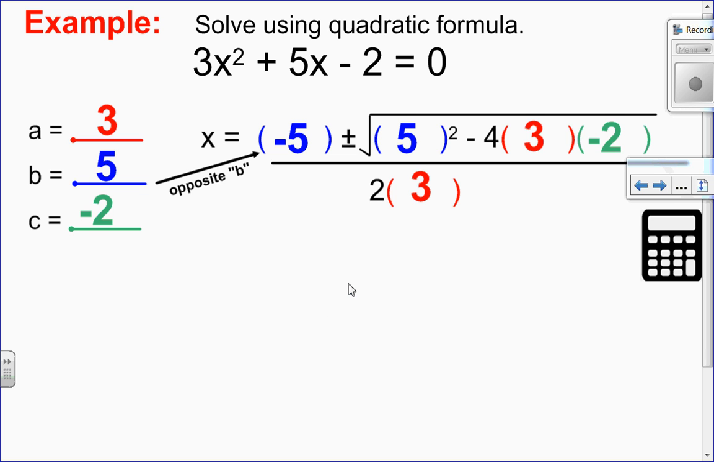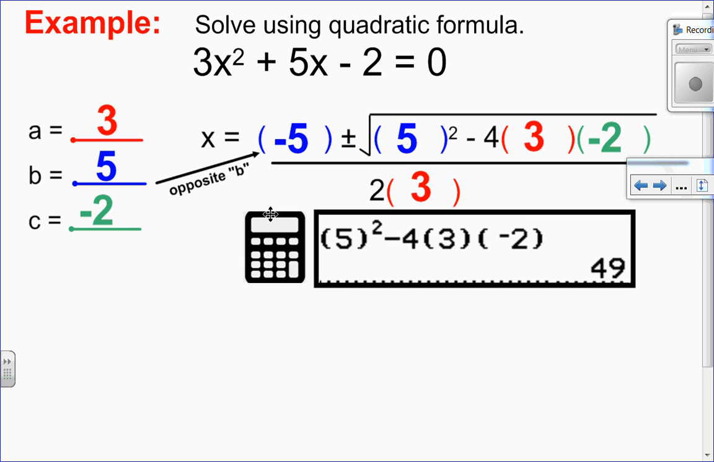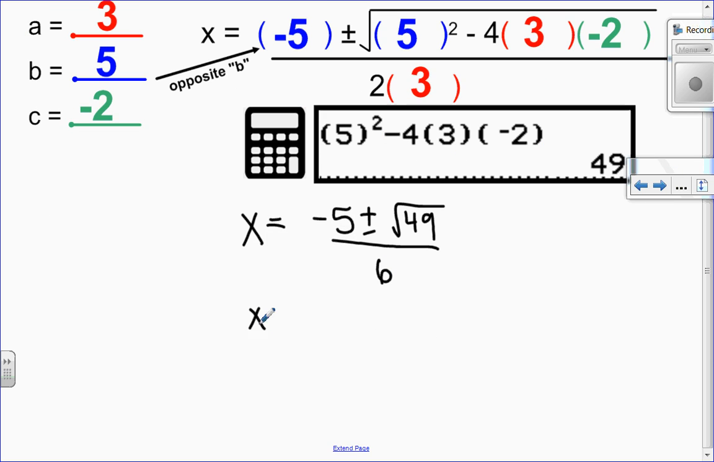So to simplify this, what I'm going to do is enter what is underneath the square root, without the square root itself, into my calculator. And then I'm going to simplify. So I have x equals -5 plus or minus the root of 49, all over 2 times 3, which is 6. Now, the square root of 49 is 7, so I can simplify this a little further: -5 plus or minus 7, over 6.